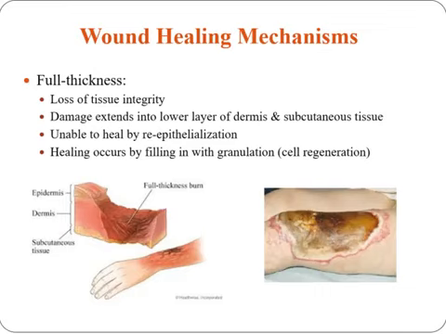Full thickness wounds, remember there's a loss of tissue integrity, and that damage goes down into lower levels of the dermis and subcutaneous tissue. So these wounds can't heal by reepithelialization. This healing occurs by filling in with granulation, so cell regeneration. So it takes a lot longer for the body to lay down those granulated cells and eventually fill in those full thickness injuries.